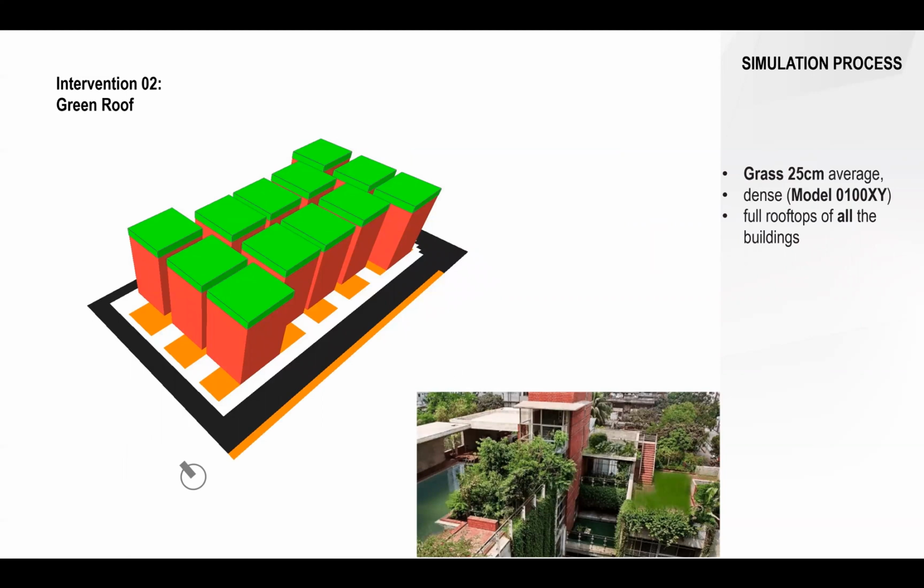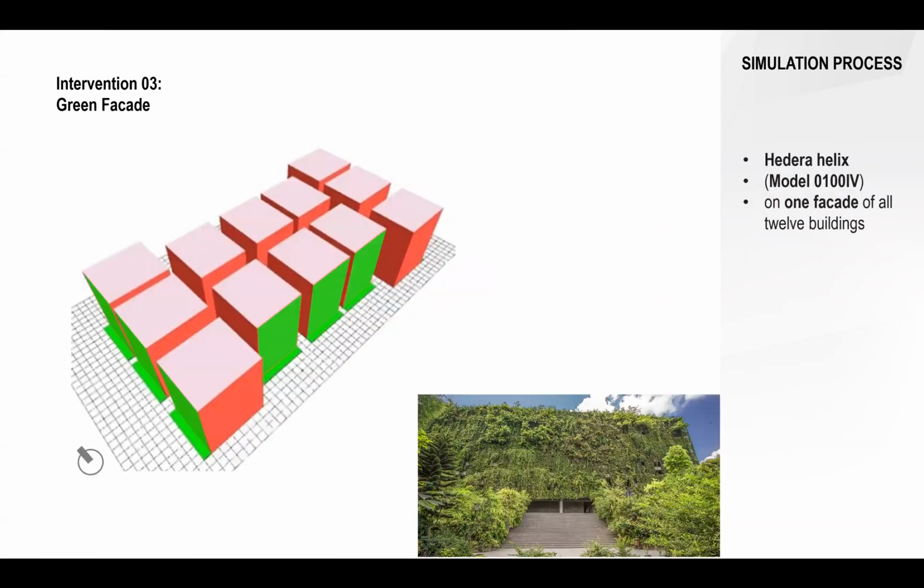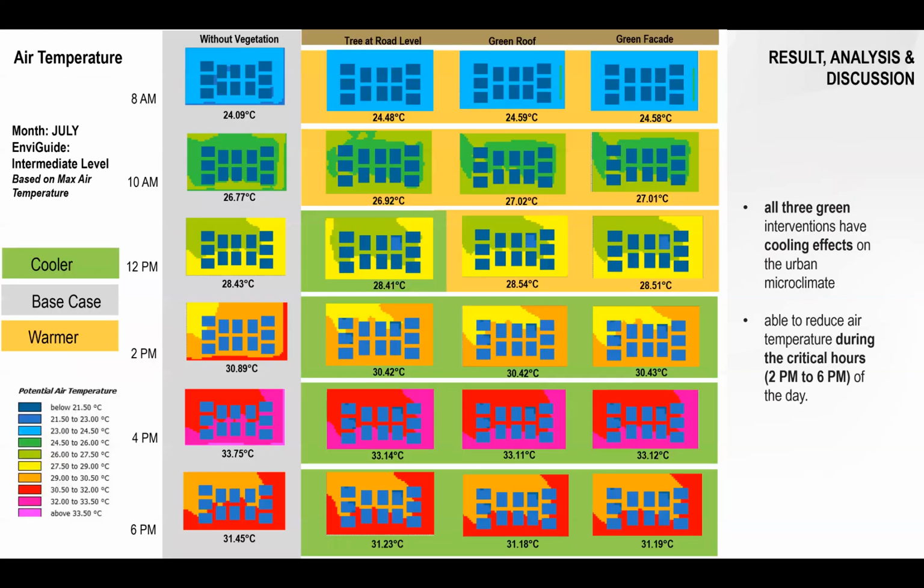And intervention two, grass of 25 centimeter average is placed on the rooftops of all buildings. And for intervention three, the green facade is created with Hedera helix, at least on one facade of all the 12 buildings, and then the impacts are observed.